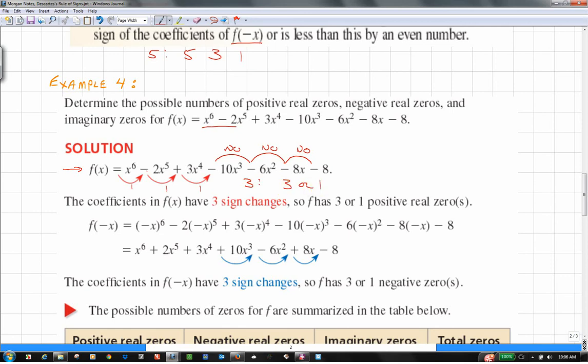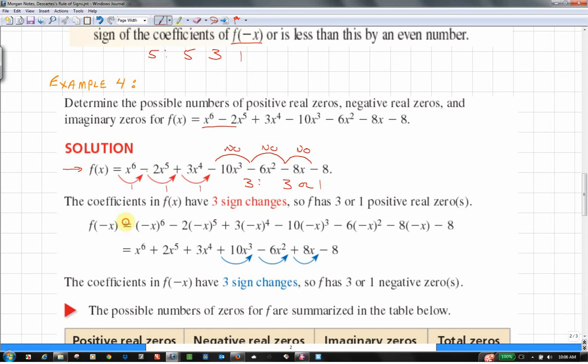Okay, now what we're going to do is find out the number of possible negative real zeros. So I simply take that x value and put a negative on it, and then I calculate out what my new polynomial would be. Now, this is a little tricky, but it's not real hard. If I had a negative now on that x and it's raised to the 6th power, that would make a positive on the x, correct? Because it's a negative to the 6th.